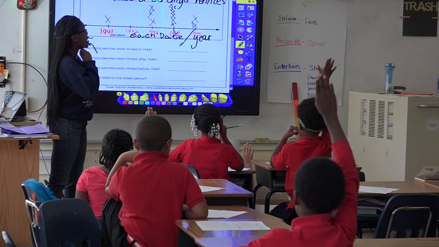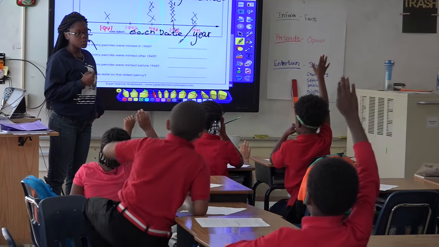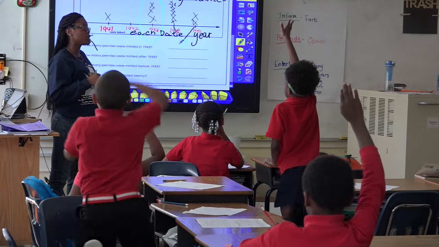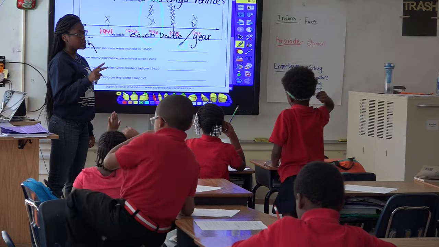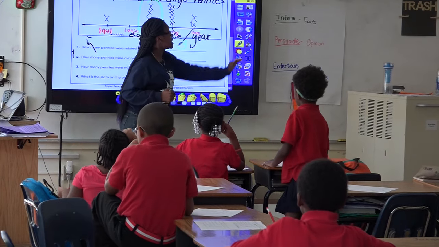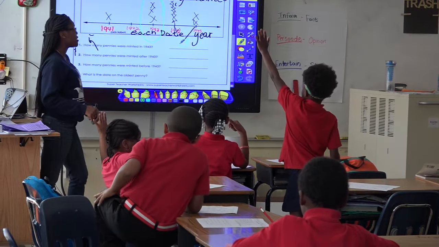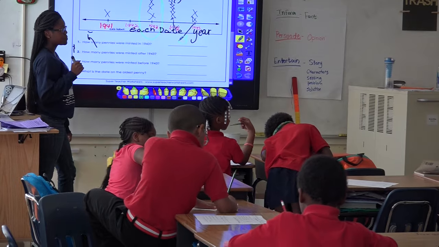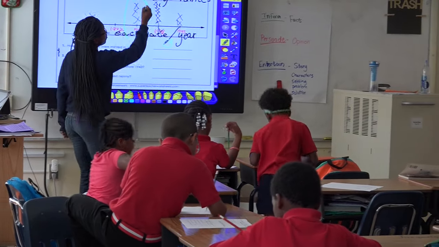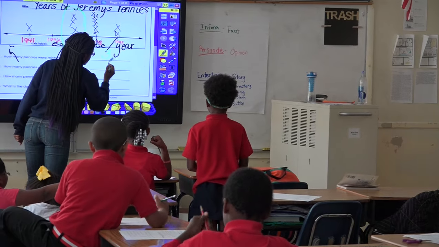How many pennies were minted after 1943? See, so try to trick you on that one. If it's after 1943, what years are we including? Kamaya, anything that came after that, we're including. So we're counting 1944 plus 1945. Josiah? Eight, let's see. 1, 2, 3, 4, 5, 6, 7, 8.